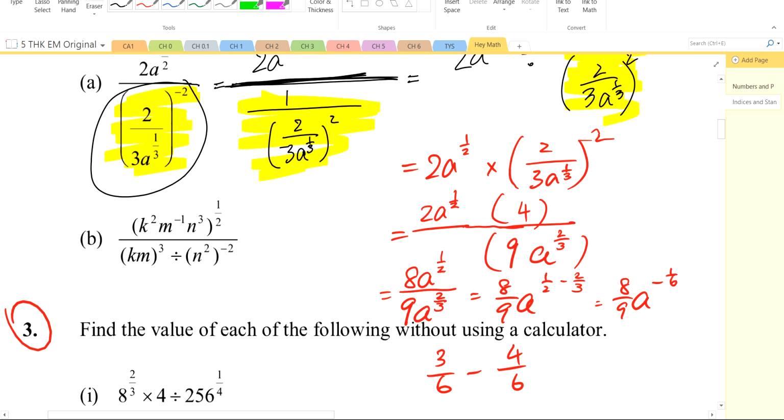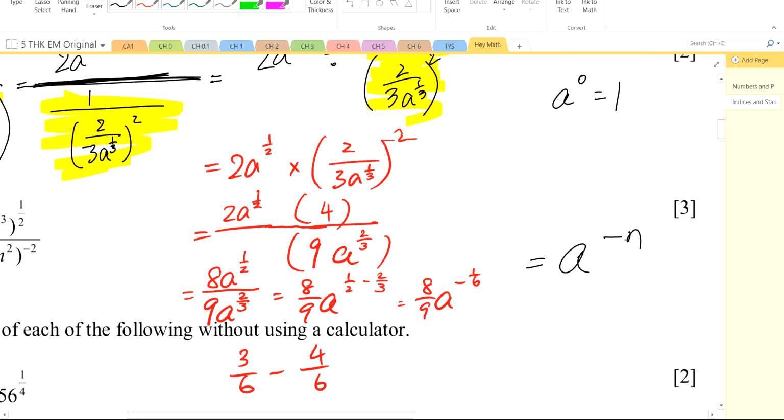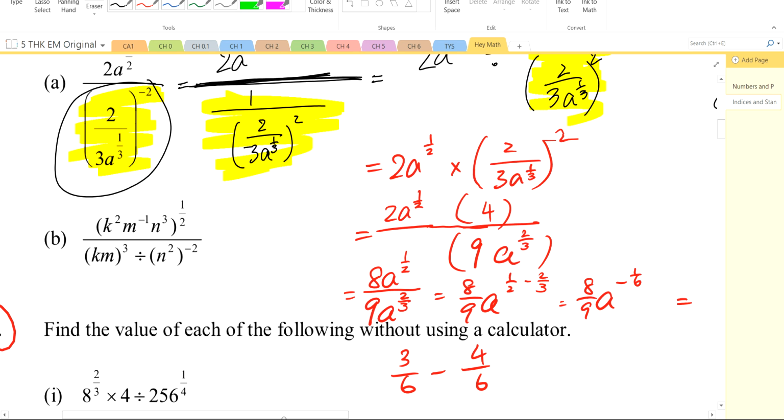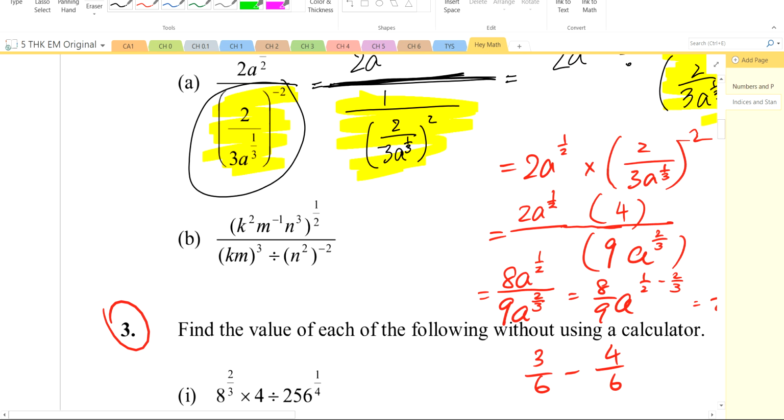Is this the final answer? Cannot be, because this is negative indices. So I need to change it to positive. 8 over 9, a power 1 over 6. Alright? Okay, part B.